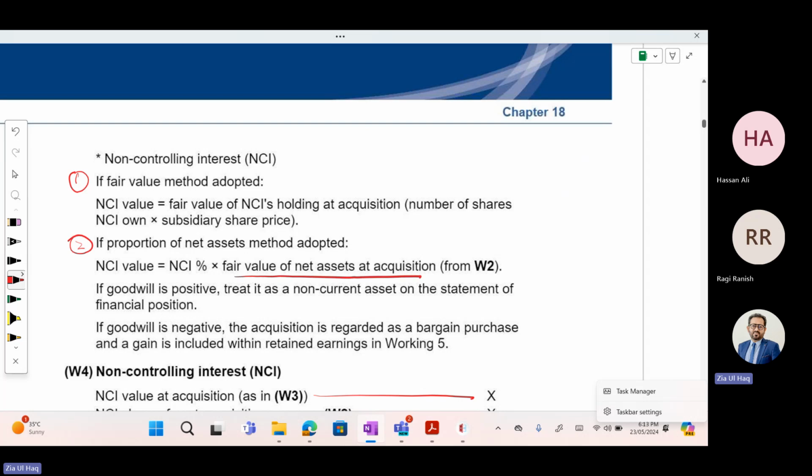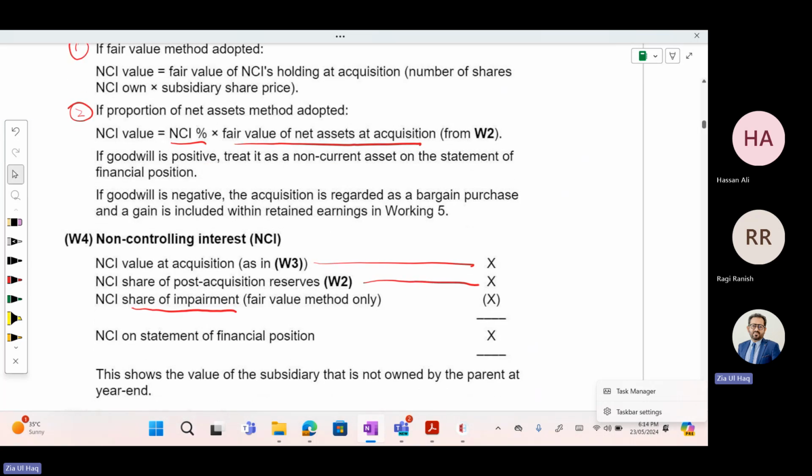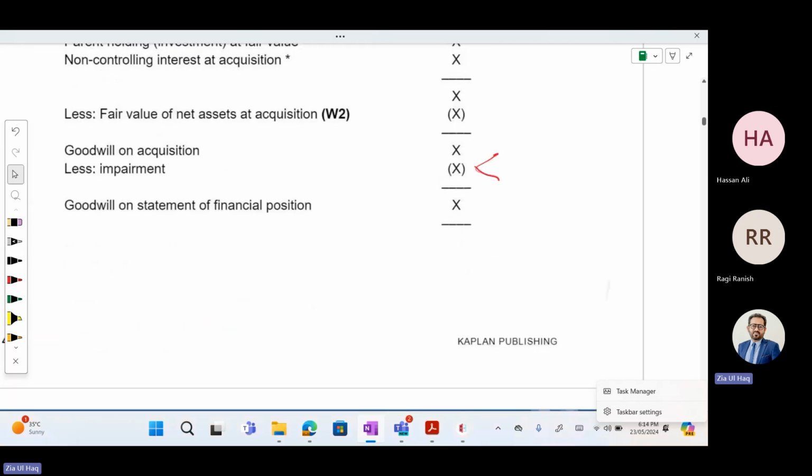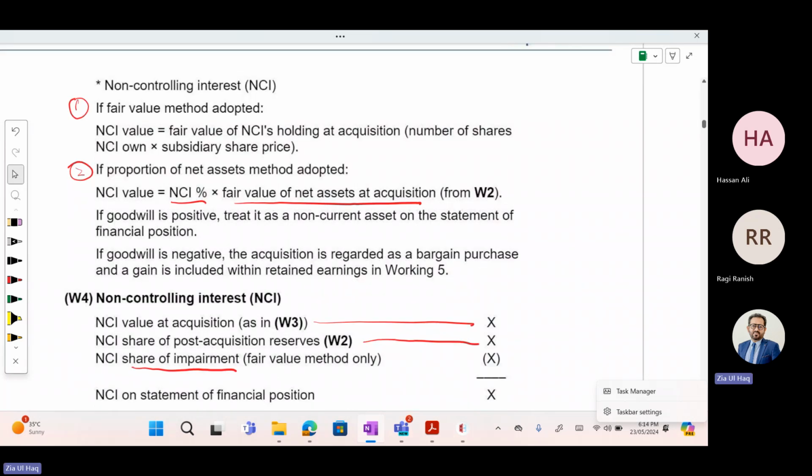Fair value of net assets at the time of acquisition multiplied by the non-controlling interest percentage, meaning 20%. If the figure for non-controlling interest at the start of acquisition is not given in the question, which we need to add in goodwill and in the non-controlling interest figure, how can we calculate it? By the proportionate net asset method: net assets at the time of acquisition, already calculated in working one, multiplied by the non-controlling interest percentage, 20%. So this is one method of calculating non-controlling interest at the time of acquisition. We need to use this figure in the goodwill calculation, and in the non-controlling interest figure as well, because it is the opening balance, and then we add the subsidiary profit share.